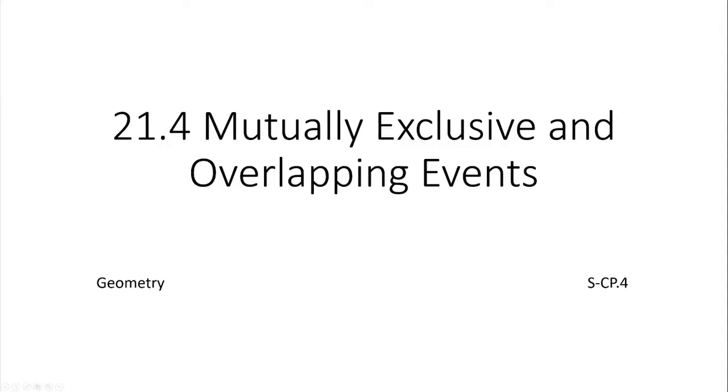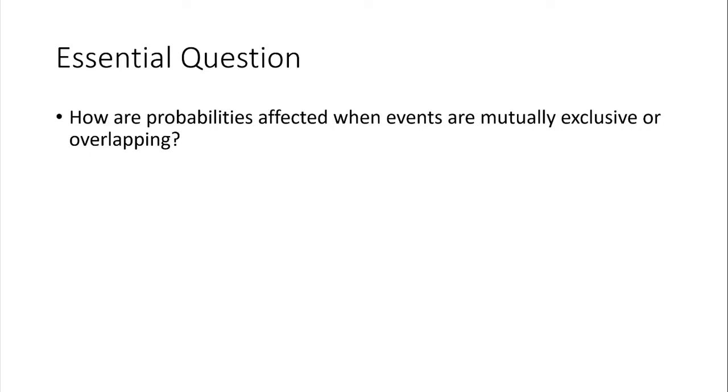Hi kiddos, this is module 21.4, mutually exclusive and overlapping events, for geometry. Our essential question is how are probabilities affected when events are mutually exclusive or overlapping?